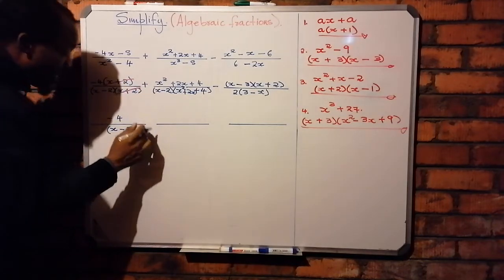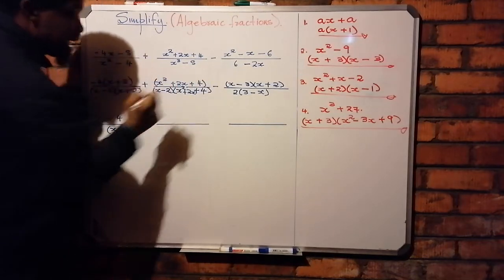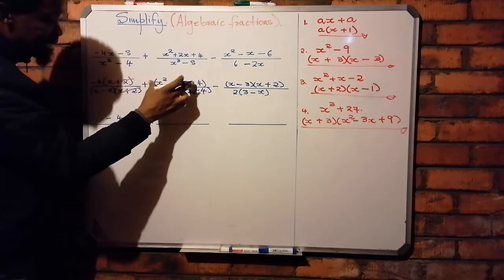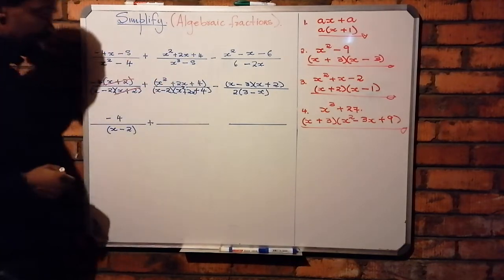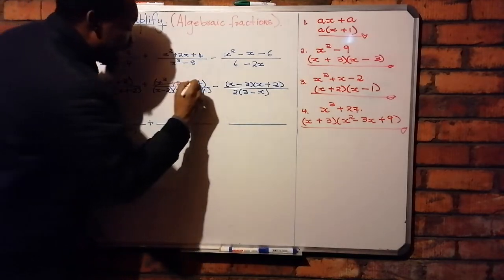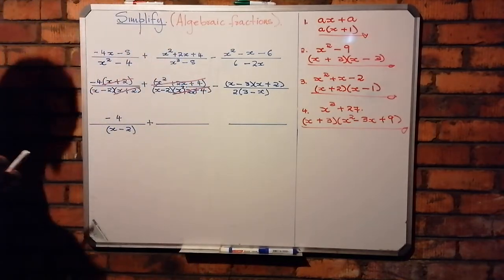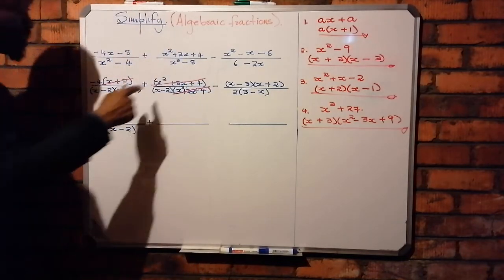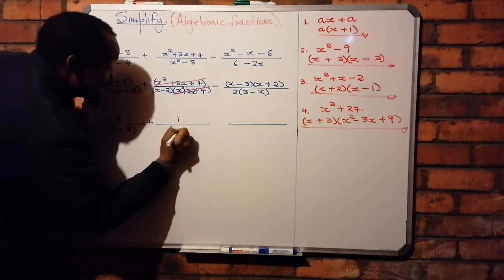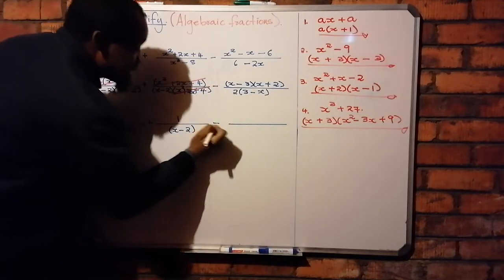Let's bring down the plus sign. Now, let's put that inside the bracket. Can you see that this expression is exactly the same as that? Now, I cancel the whole expression by that because I'm dividing. I am left with a 1 there divided by x minus 2. I bring down that minus sign.